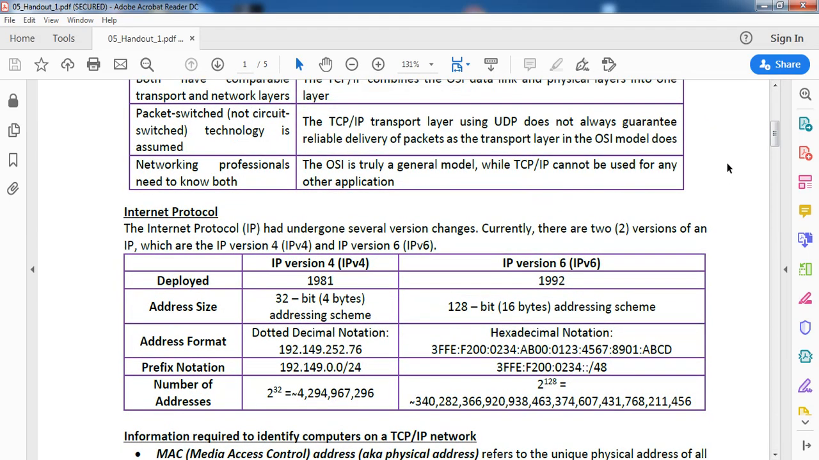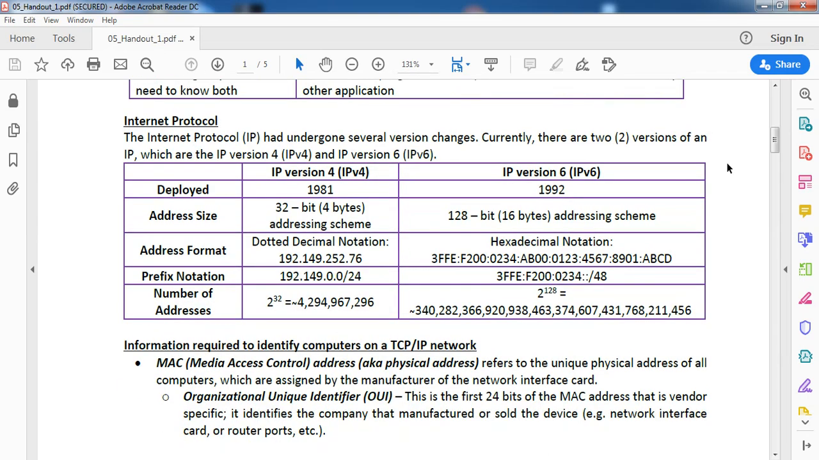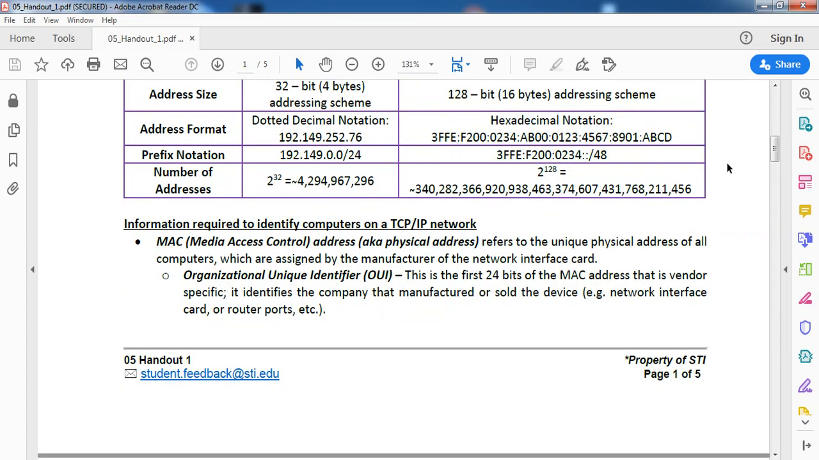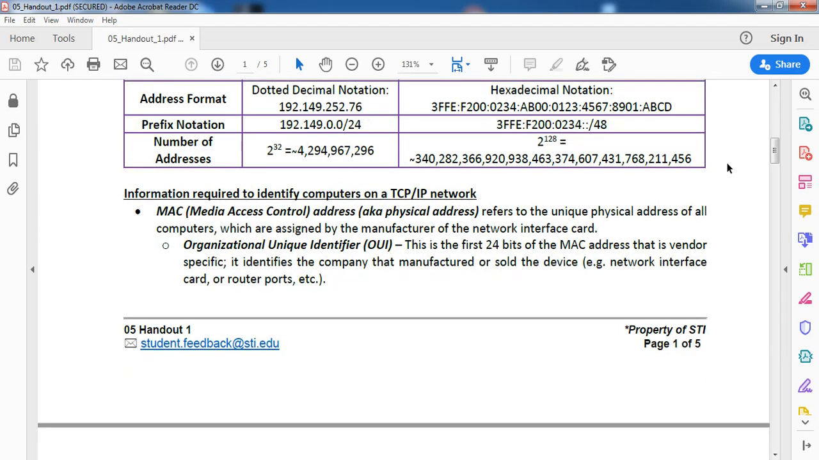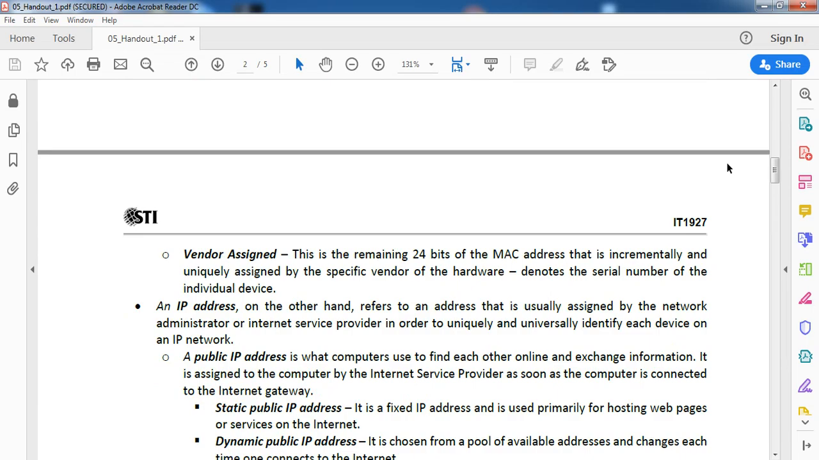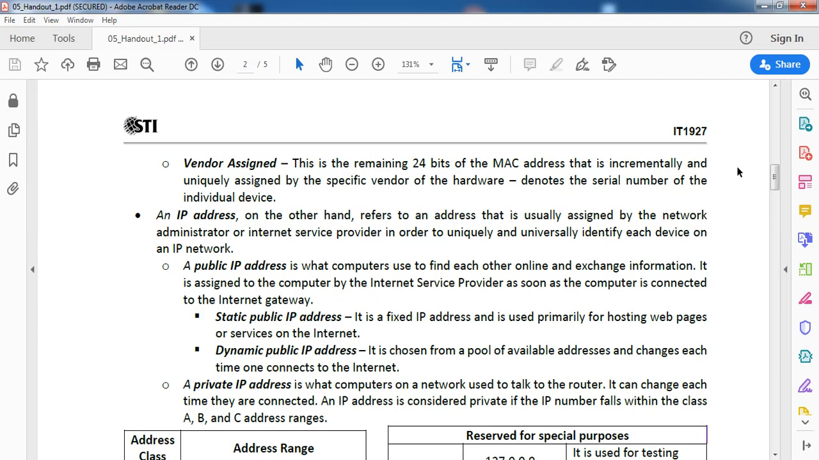We put a bit of context into Internet Protocol, the differences between IP version 4 and IP version 6. We've already discussed information required to identify computers on the TCP/IP network, such as the MAC address, composed of the OUI and the vendor assigned, and of course the IP address, which could be a public IP address, further subdivided into a static public address or a dynamic public IP address, or a private IP address inside a network used by the computer to talk to the router.